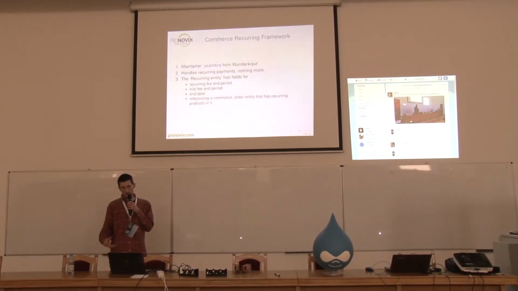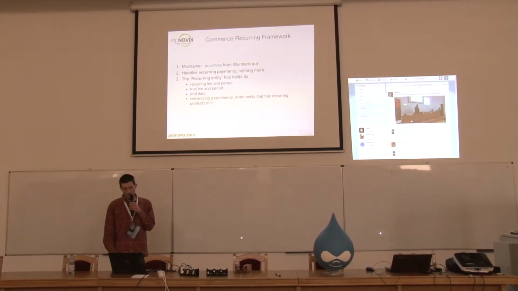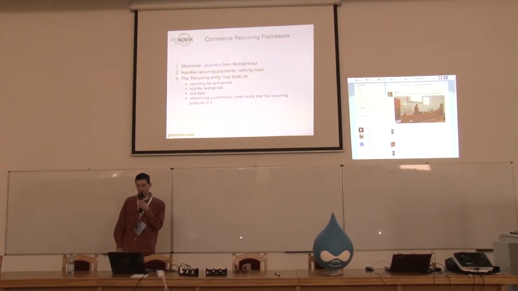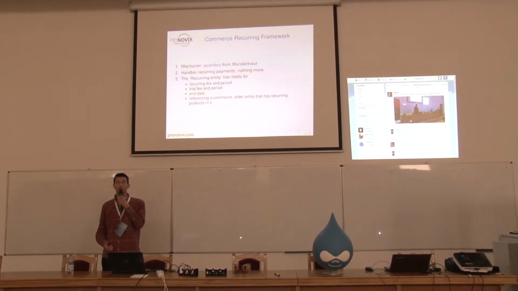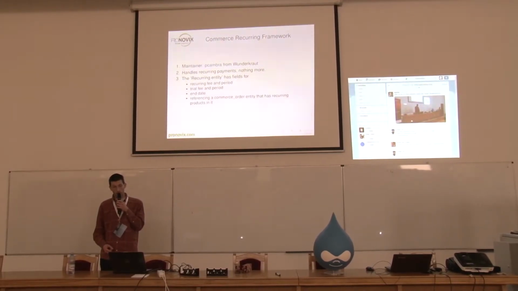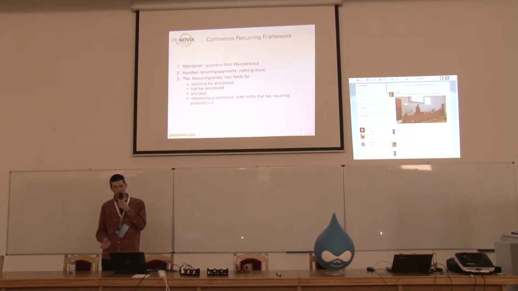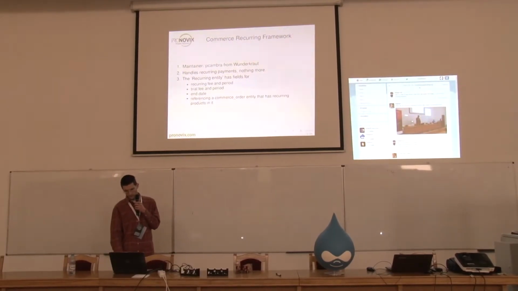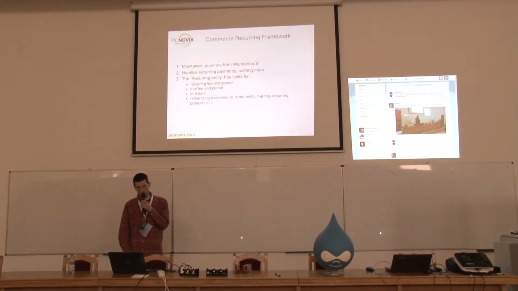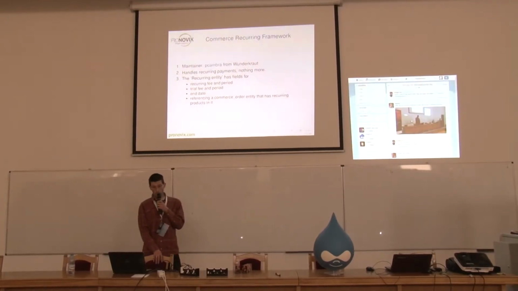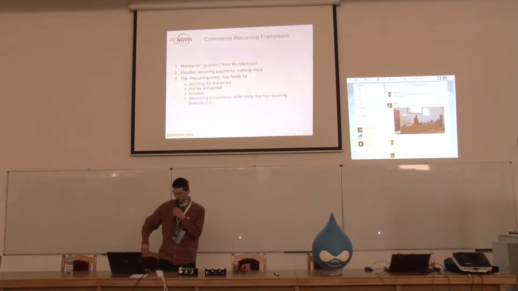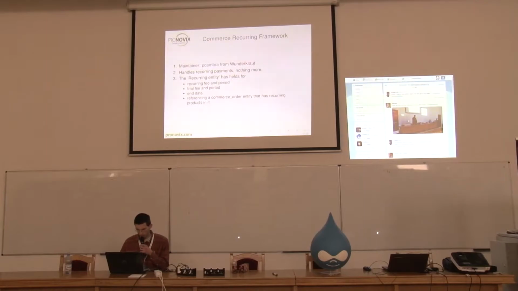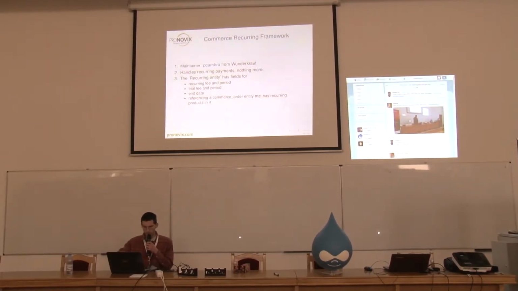And what it does, it's creating a recurring entity that has fields for the recurring fee and period, the trial fee and period, there's an optional end date, and it is referencing the commerce order entity that has recurring products in it. And I would like to demo this a bit. It's really simple, you don't need to do any coding.